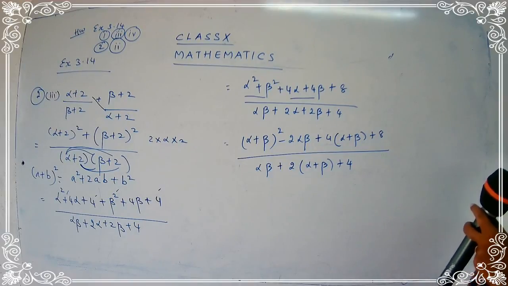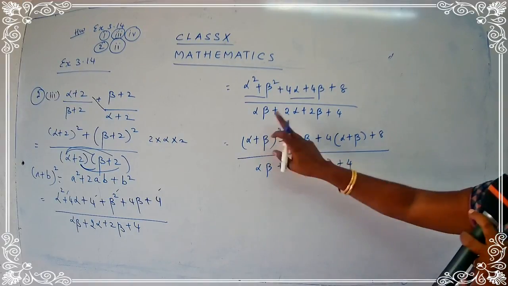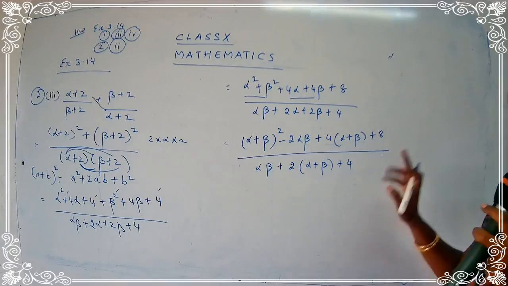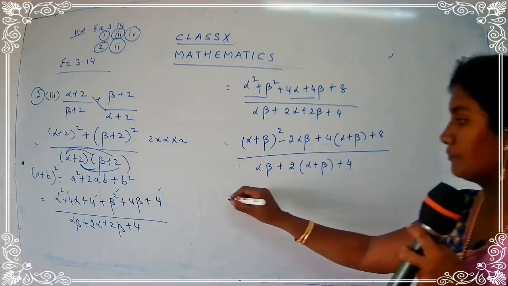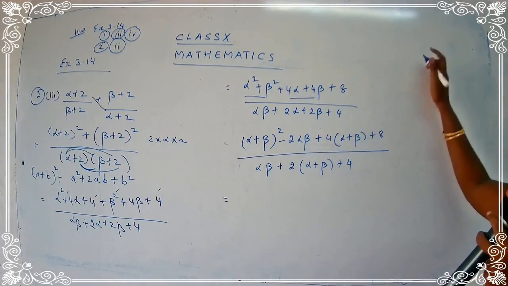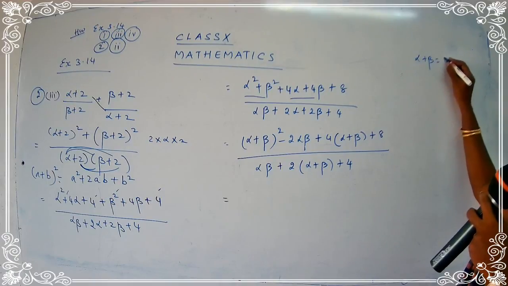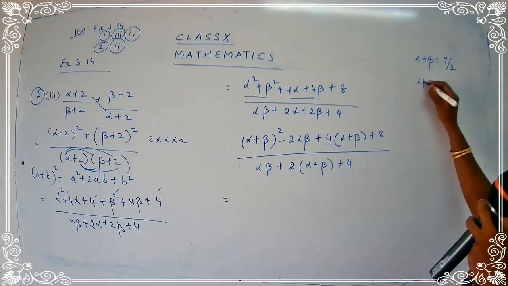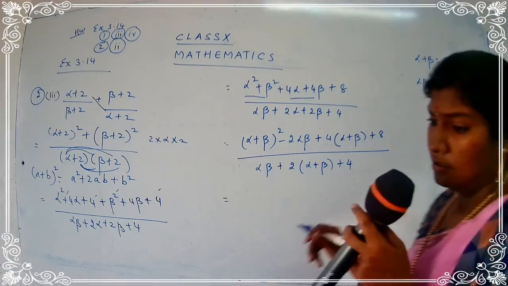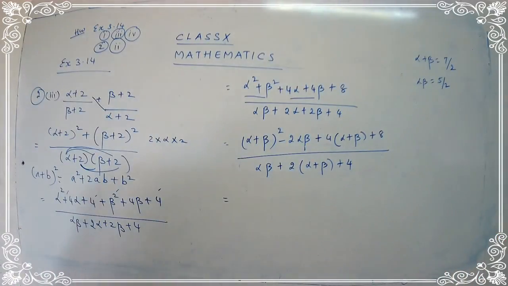So now we know all the values. Yes, we know the value for alpha plus beta, we know the value for alpha beta. So substitute the value here. What is alpha plus beta value, children? Alpha plus beta is 7 by 2 and alpha beta is 5 by 2. Yes, 7 by 2 and 5 by 2.